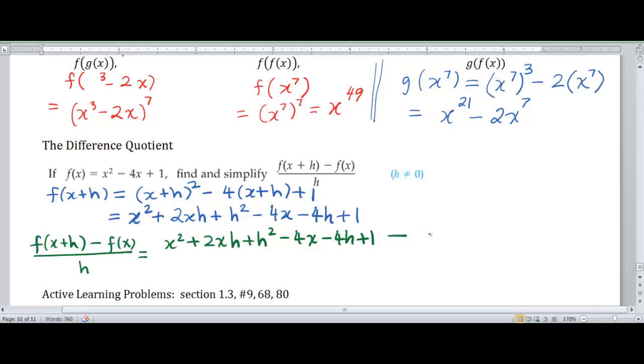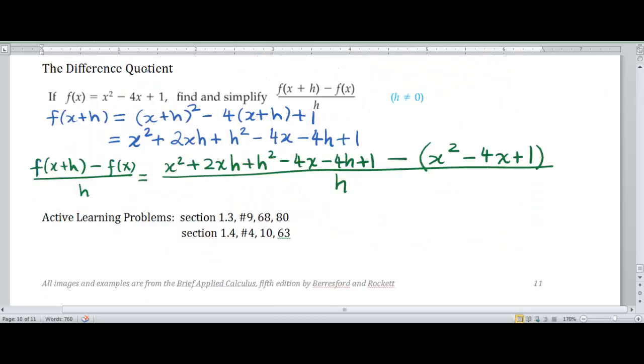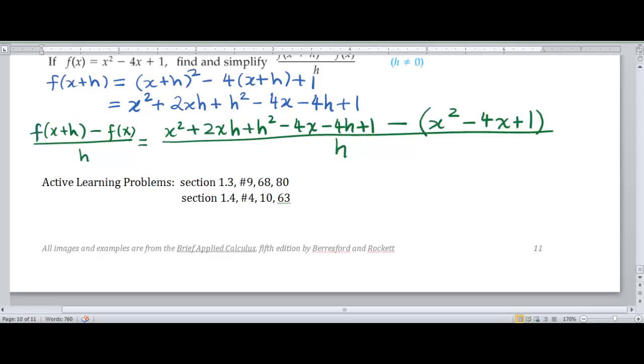Minus f of x. What is f of x? x squared minus 4x plus 1. Now be careful, we're subtracting all of f of x, so you have to put that in parentheses. All divided by h. Okay. And let me scroll down here a little bit. So now, let me parcel this out. So this part is f of x plus h, okay, minus this part is f of x.